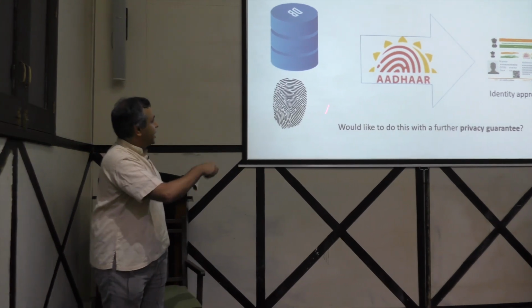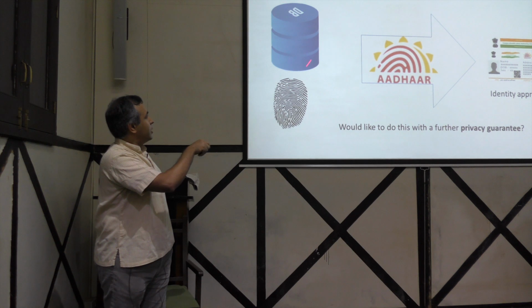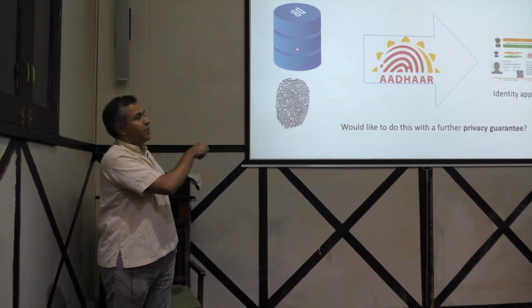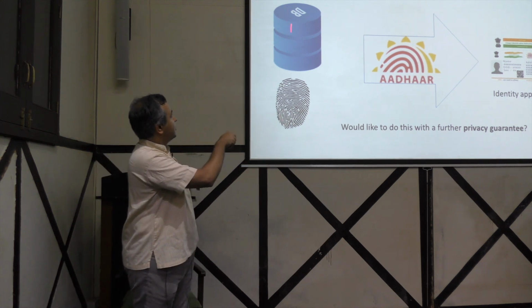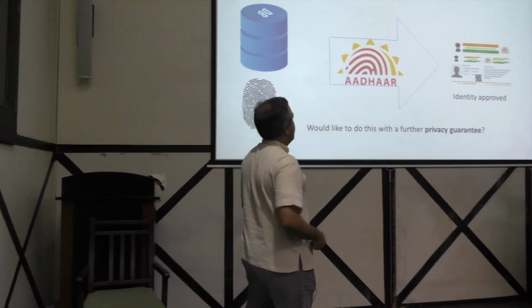There's a task in which this is the input. I have the input, which is a database of all the individuals and their biometric details, and somebody's fingerprint scan, and I want to check who this person is. That's the task involved over here. You'll have to scour through this database to find out if this individual matches. So this is one example of a task.